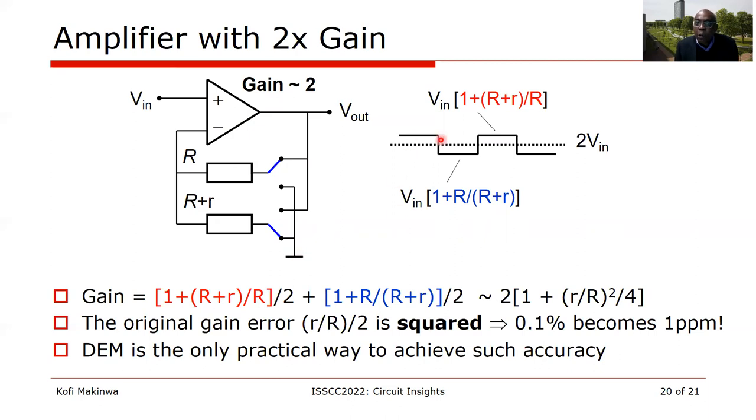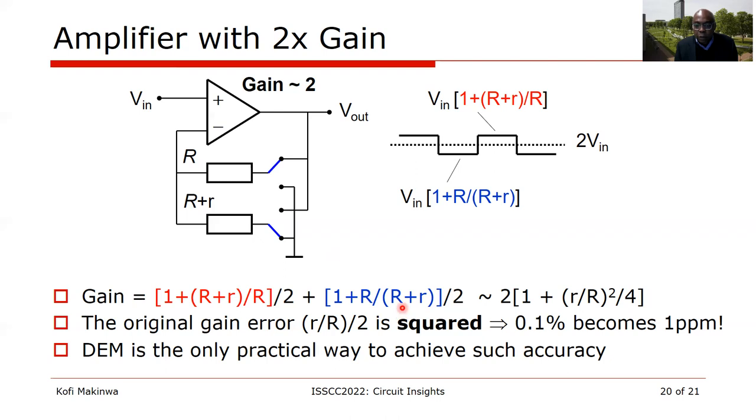And again, if we look at our output voltage, the output voltage of this amplifier will sometimes be a little bit too high and a little bit too low. And if we take the average, we should get two times the input voltage. Or wait a second, let's check that. In the one phase, the gain will be, remember the formula, 1 plus R2 divided by R1. It will be 1 plus (R plus ΔR) divided by R. And then we want to take the average, so we divide it by 2. In the other phase, it will be 1 plus R over (R plus ΔR). Then we want to take the average, so we divide this one by 2.